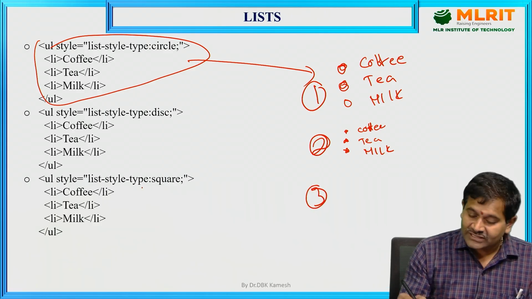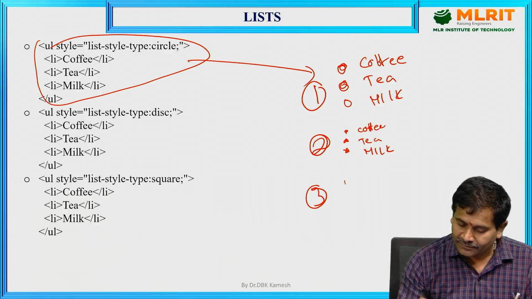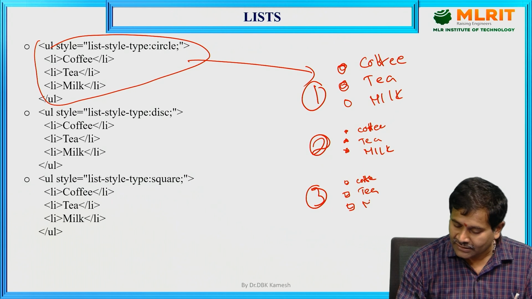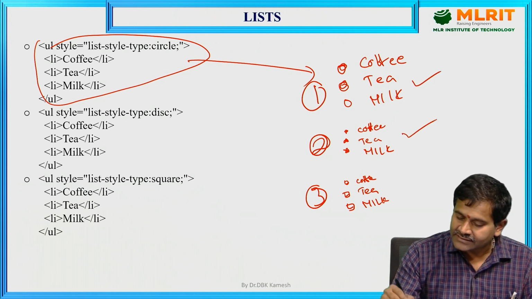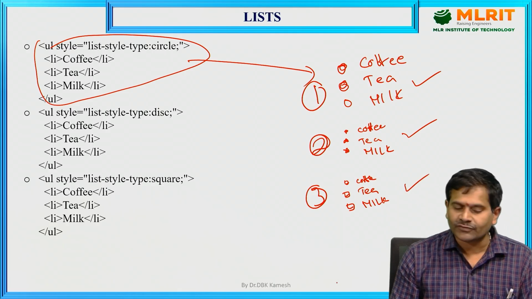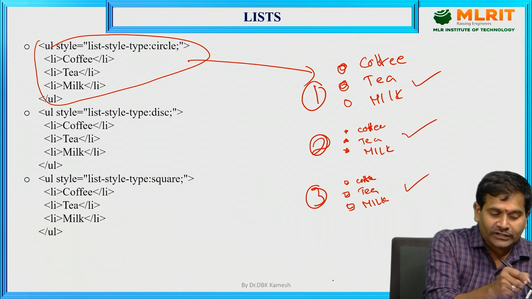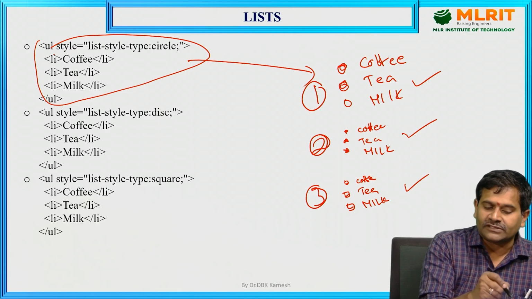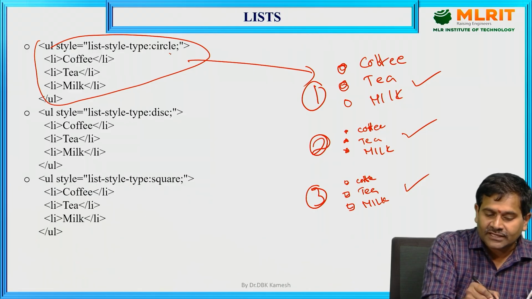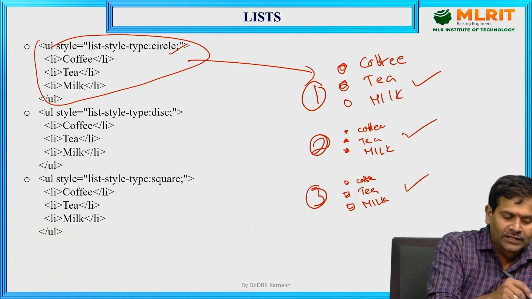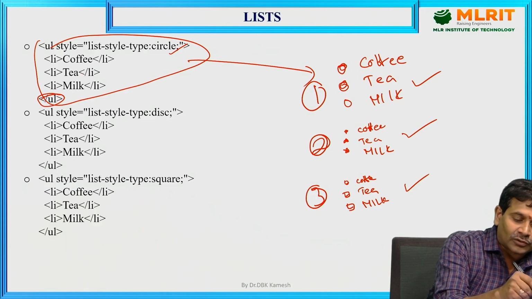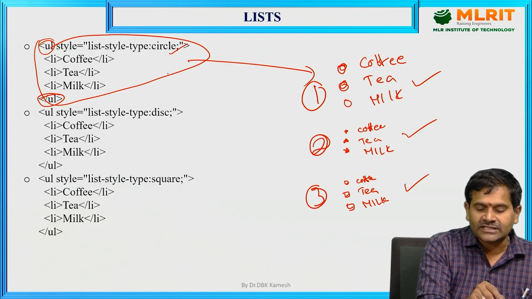So we can use the square symbol, like coffee, next tea, next milk. See the different styles. This style is circle style, this style is disk style, and this style is square style. So how to write? We need to write UL style is equal to list style type circle. Inside you need to write LI coffee, tea, milk, and then the closing tag of UL. So this is the first one completed.